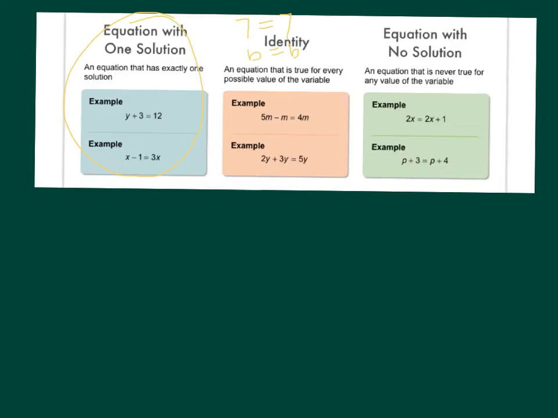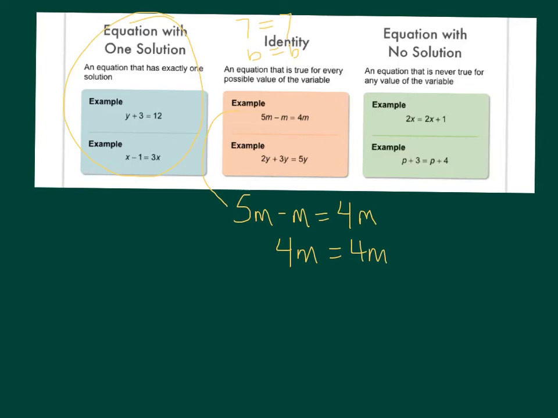Now, what happens with the identity problem is, let's look at this one here. I'm going to rewrite this. 5m minus m equals 4m. Okay, got a lot of m's. No distributing, so we don't have to get rid of parentheses, but I need to combine like terms. So 5m minus m is 4m, equals 4m. Now, if you notice that they're both the same, you know that they're going to cancel.